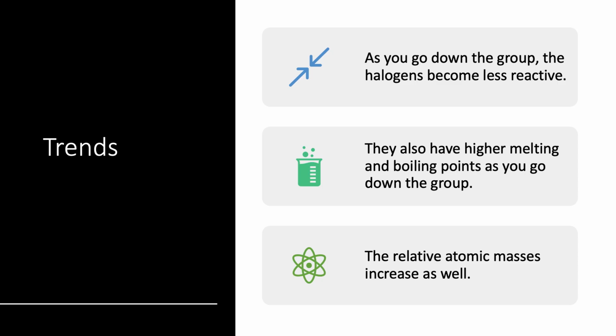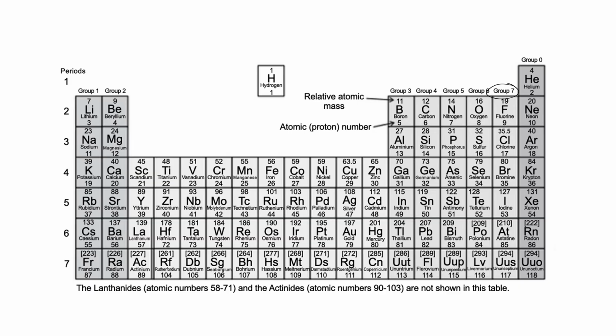They also have higher melting and boiling points as you go down the group, and the relative atomic masses increase as well. So fluorine has a relative atomic mass of 19 compared to iodine. Iodine has a relative atomic mass of 127.